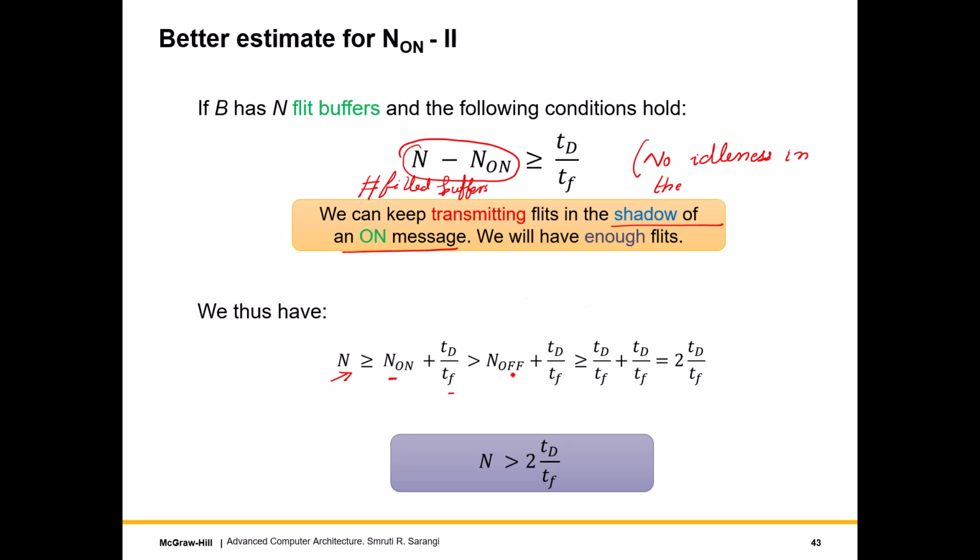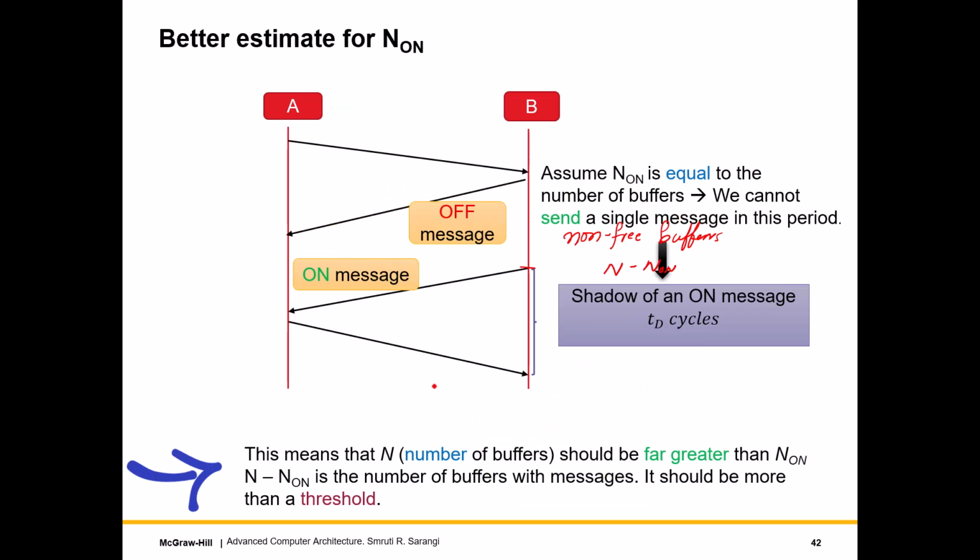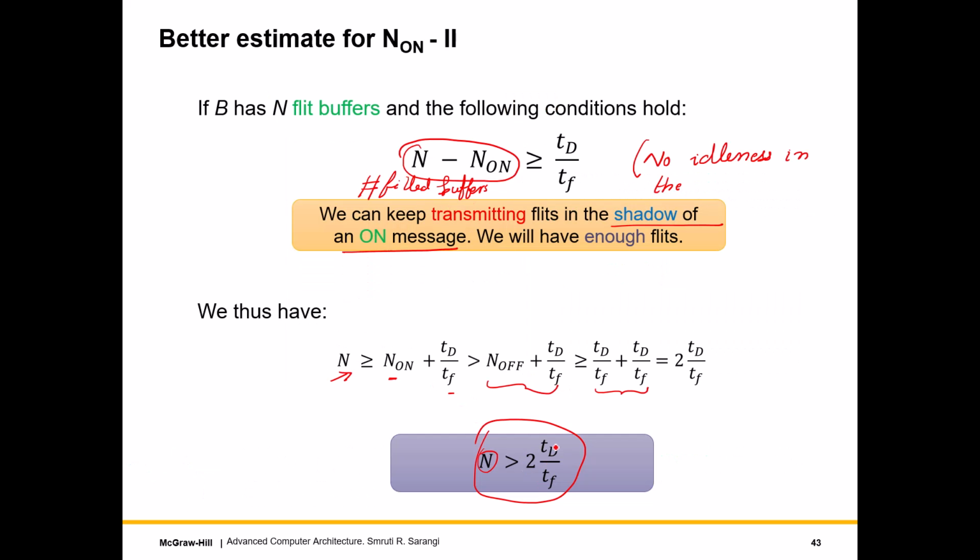And so if I then use the fact that n off is greater than or equal to TD by TF, then this expression over here is greater than or equal to 2 TD by TF. So we also have a constraint on the total number of buffers, which is that n is greater than 2 TD by TF. All right. So we have several constraints, right? The first constraint: n off is greater than or equal to TD by TF; n on is greater than n off; n minus n on is greater than or equal to TD by TF; and n itself, the total number of buffers at which node? At B, that is greater than 2 TD by TF.